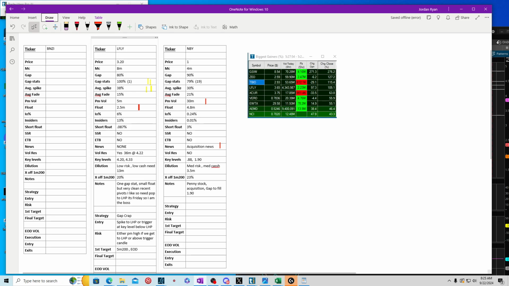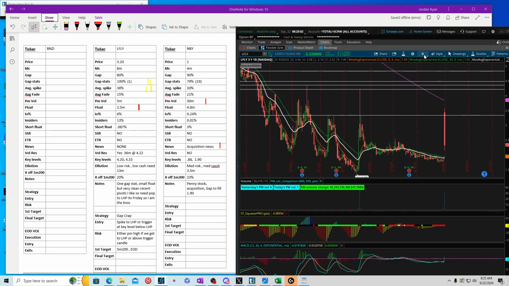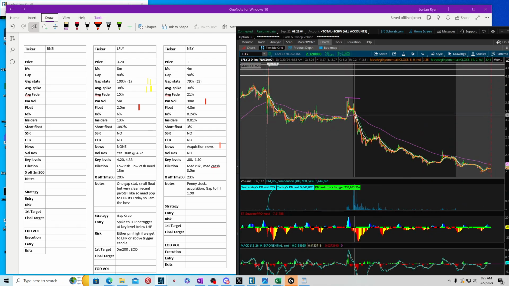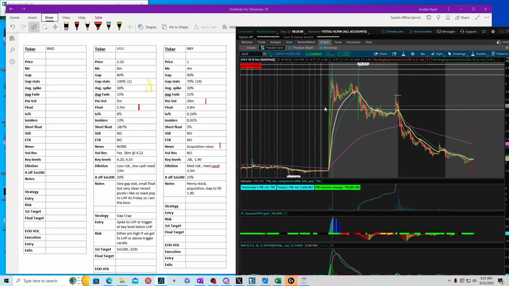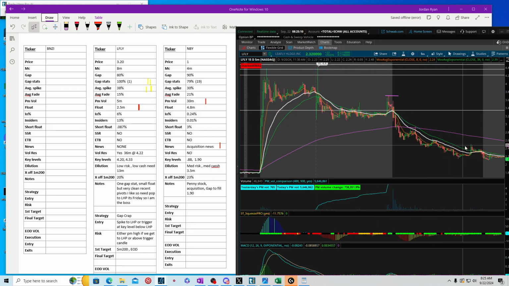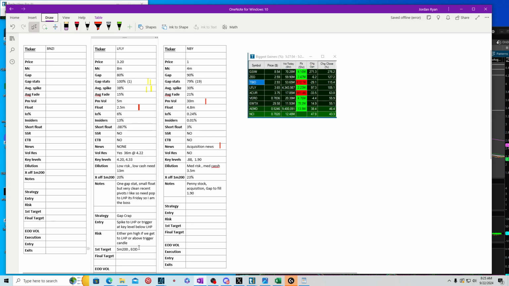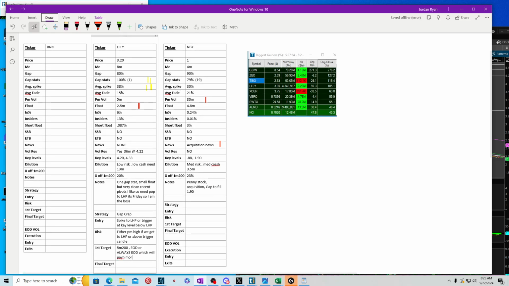Because we're already too close to the 1 minute 200. Remember, the 1 minute 200, guys, was right here. So we're not going to use that as our first target. We're going to go like this. 5 minute 200, first target, second target, end of day. Or you can make it, like I said in the other video, always end of day, which will pay more in the end.